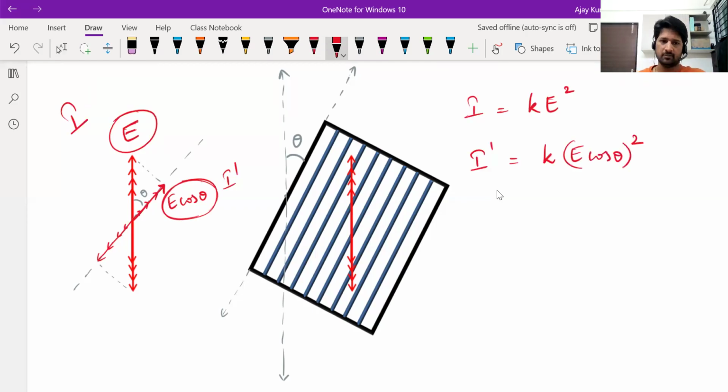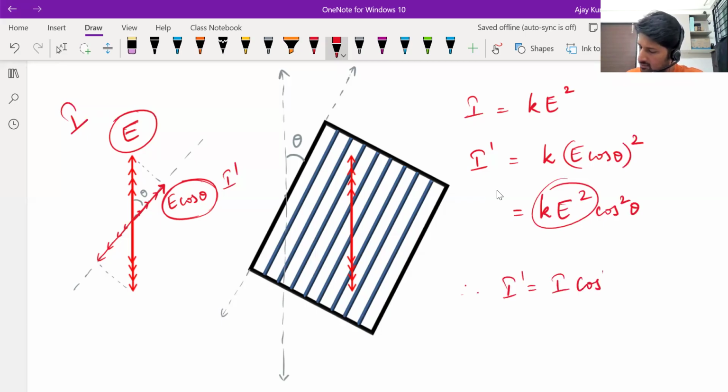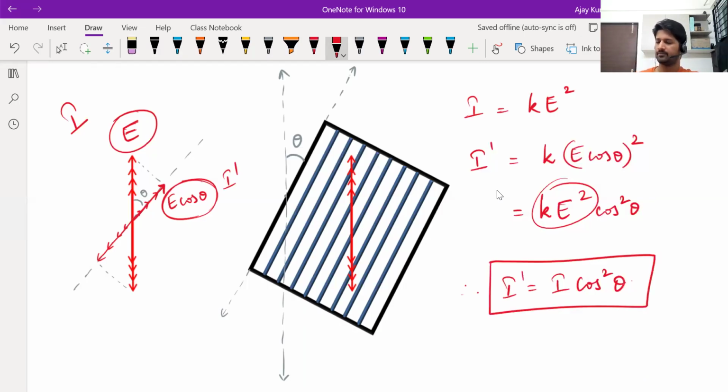This time theta is not a variable. What was incident is already polarized light. So all electric fields in the incident light were in the same direction, and they all make the same angle with the pass axis. So theta is not a variable this time. So the intensity that comes out of the Polaroid will be K E square cos square theta. And K E square is the incident intensity. So you get I dash is equal to I cos square theta. So if already polarized light is passed through another Polaroid, this is what happens to intensity.